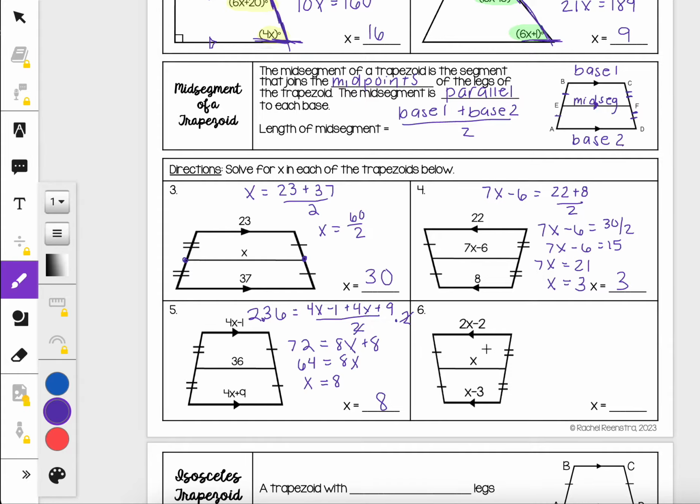Okay, and in our last one, again, that midsegment x is going to be equal to the sum of the 2 bases divided by 2. Multiply both sides by 2. And I'm going to clean up the numerator there to get 3x minus 5. Subtract 3x from both sides, negative x equals negative 5. So x equals 5.